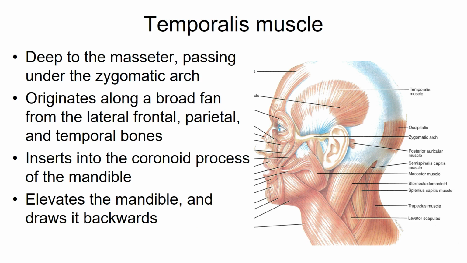The temporalis muscle is deep to the masseter and passes underneath the zygomatic arch along the temporal bone. It originates along a broad fan from the lateral, frontal, parietal, and temporal bones and inserts into the coronoid process, the thinner blade-like projection on the front part of the ramus of the mandible. This will help elevate the mandible and also potentially draw the mandible backwards.